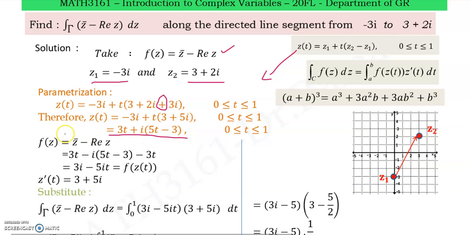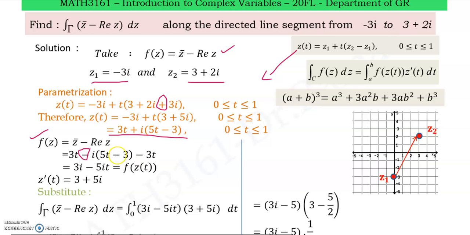Then next what we have to do, see in the given function f of z, we have to substitute our value. Z of t is 3t plus i(5t minus 3), but what I want here is z bar, which means you take the conjugate of this, so for 3t, here you change the sign, that's why I am changing here minus. Okay, because I want z bar, so 3t minus i(5t minus 3).